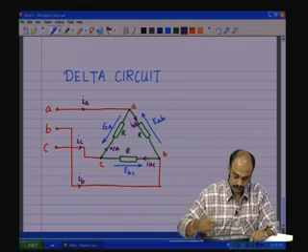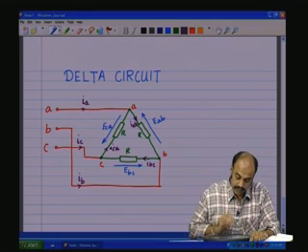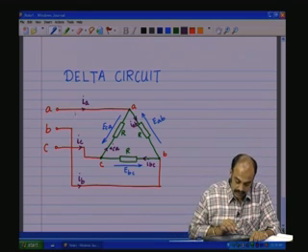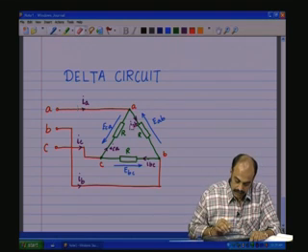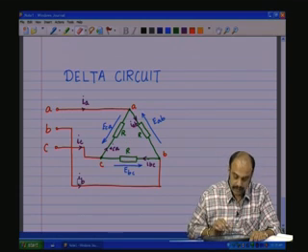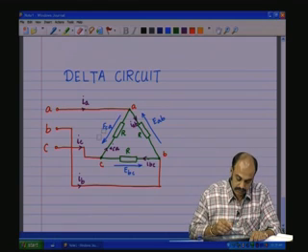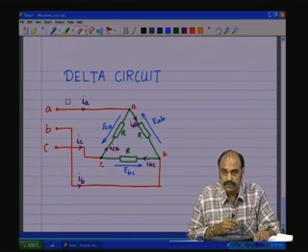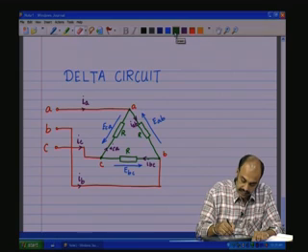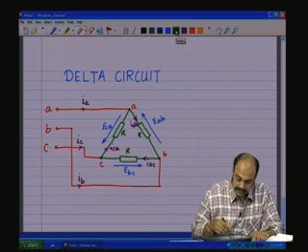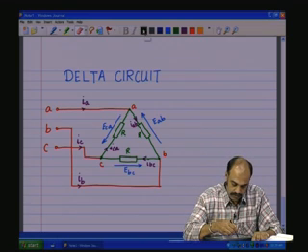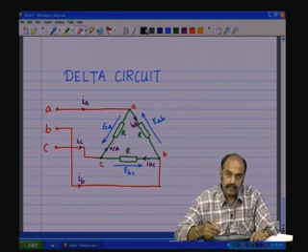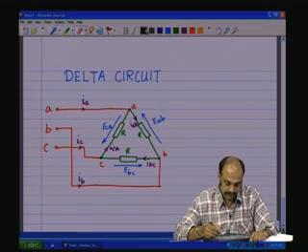Now, we need to find the relationship between the line current I A and the phase currents. We know that between the phase voltage and the line voltage there is no difference, so they are all equal. What remains is to find the relationship between the line and the phase currents. So, first let us draw the phasor diagram.